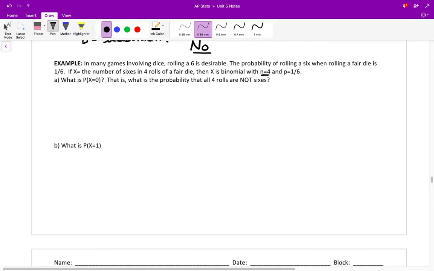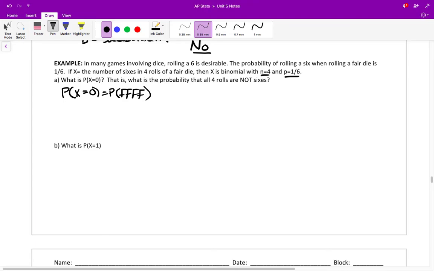So, be very important here. n equals 4, p equals 1 over 6. In part A, it says what is the probability that x equals 0? In other words, what is the probability that all 4 rolls are not 6s? So, when we look to calculate this, we're looking for the probability that x, the number of 6s rolled, is 0. In other words, another way you could say that would be the probability of failing 4 times. 4 failures would be 4 non-6s.